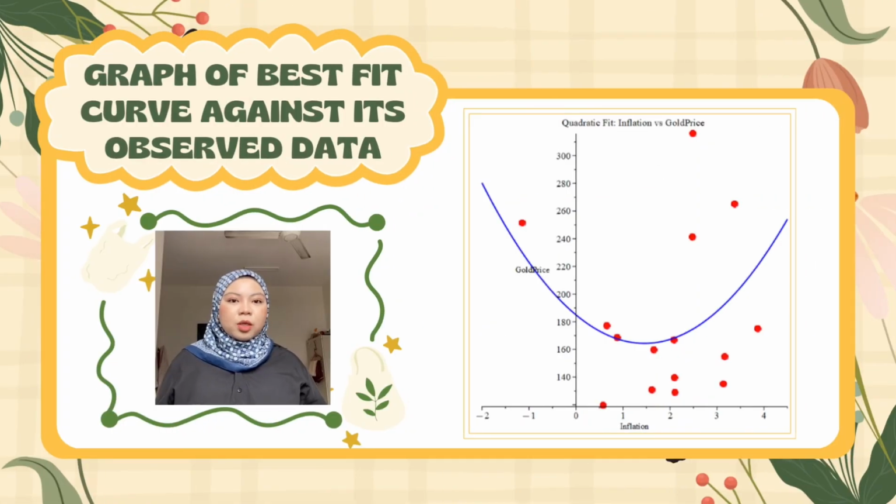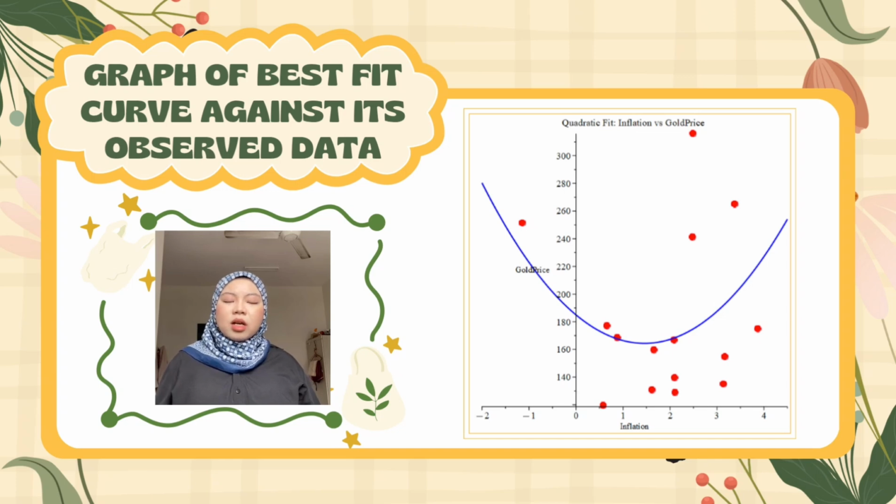Next, I will explain the quadratic fit between inflation rate and gold prices. This graph shows the result of fitting a quadratic regression model to the observed data of inflation rate and gold prices. Unlike the linear model, this curve reflects a non-linear relationship, meaning that the influence of inflation on gold prices is not constant. As we can see, the curve takes a U-shape. This indicates that gold prices are higher when inflation is very low or very high, but lower when inflation is at moderate levels. In other words, extreme inflation, either too little or too much, seems to push gold prices up.